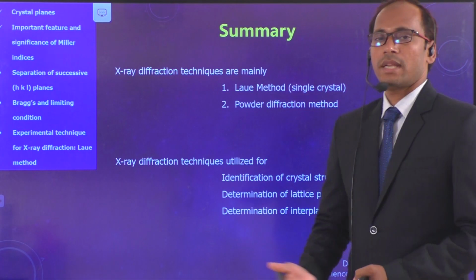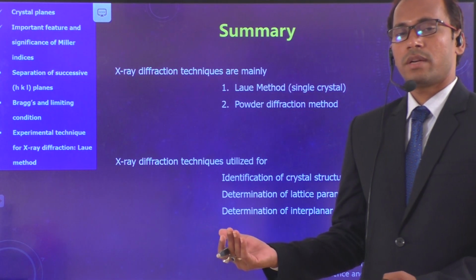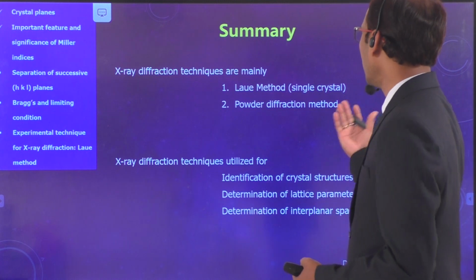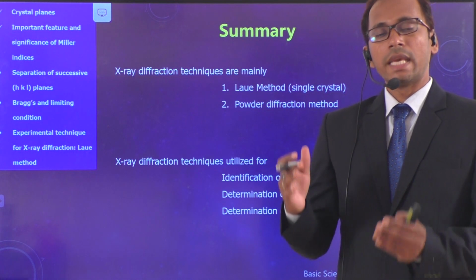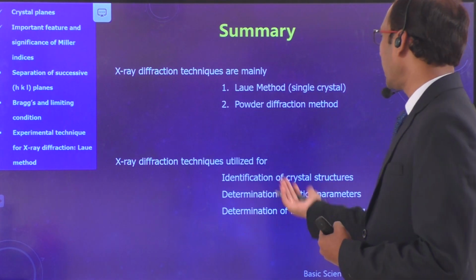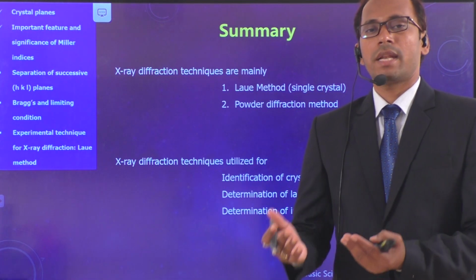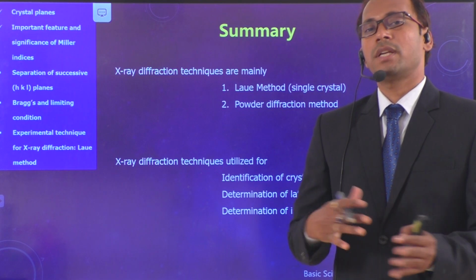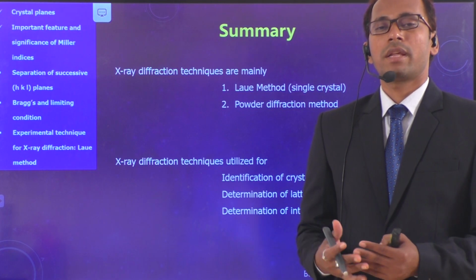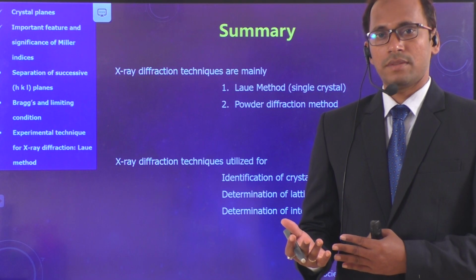Basically there are two X-ray diffraction methods: the Laue method and the powder diffraction method. In the Laue method, single crystals are used. In the powder diffraction method, there is a polycrystal, not a single crystal. That means the atomic planes have different orientations in polycrystalline materials.